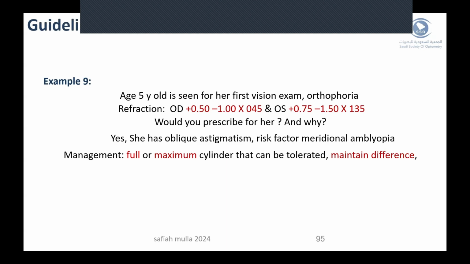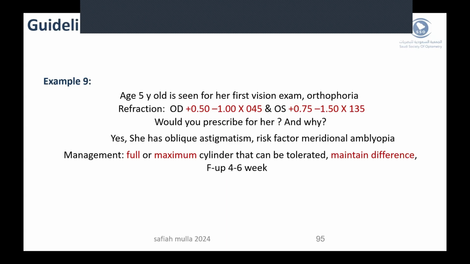For the hyperopia, as I said, 5 years is almost on the borderline of emmetropization. We may or may not give the full correction for the hyperopia, but the main concern now is the cylinder and the oblique axis. If we want to cut the hyperopia, we should maintain the difference between the two eyes as it is. So maybe you want to give plano and +0.25 hyperopia with the cylinder. That's fine, but we should maintain the difference.